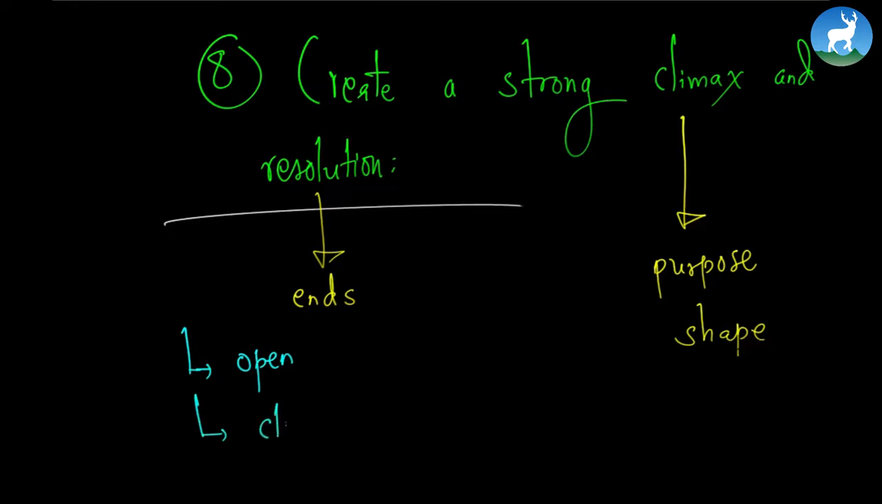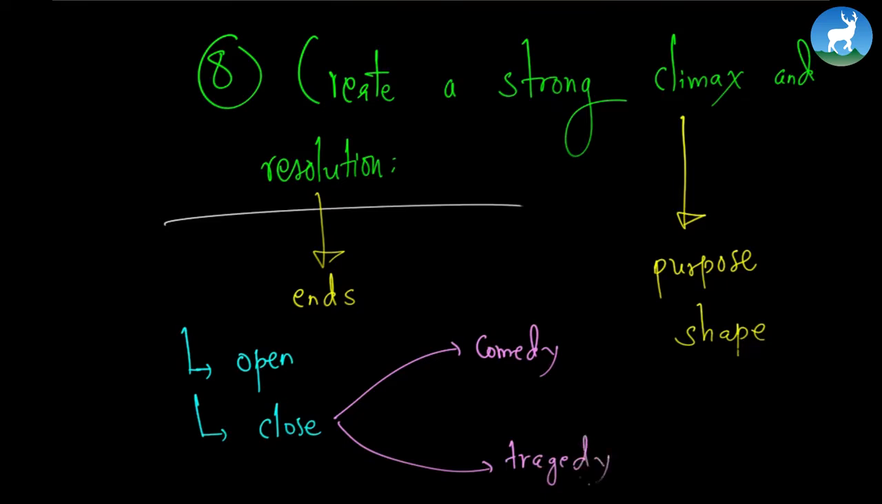Another is closed ending, and in closed ending there are 2 kinds of endings. One is comedy, where everyone is happy and everyone is unified in the end. Another is what we call tragedy, where one of the characters dies, or it could be a mix of comedy and tragedy, thus giving birth to a new genre called tragic comedy. So many of the short stories written by the greatest writers follow the tragic comic genre.